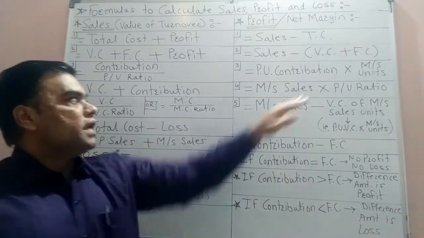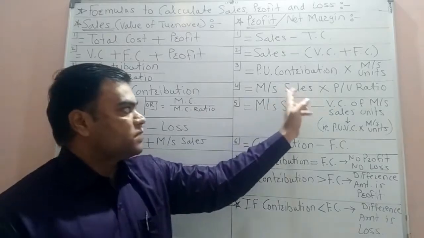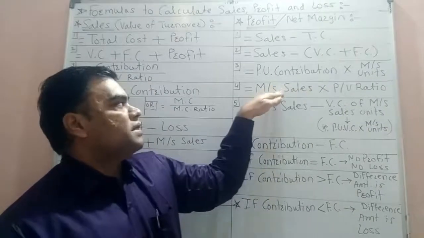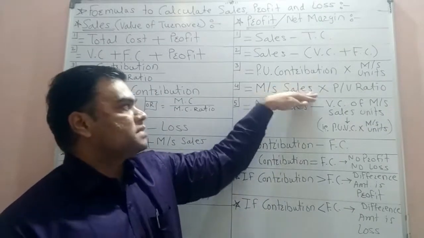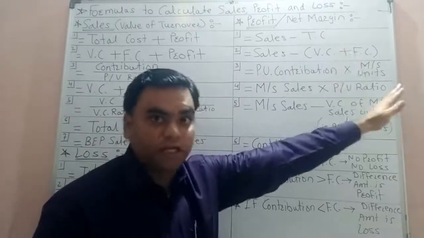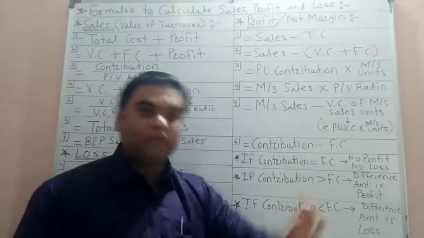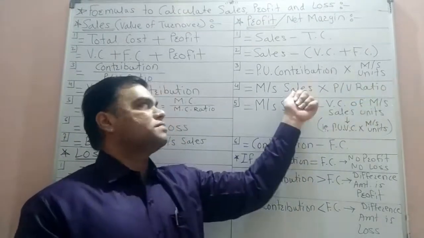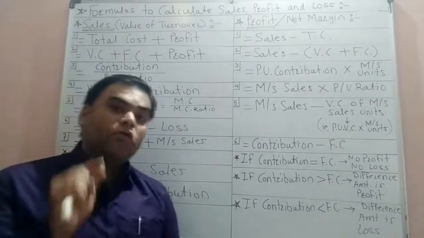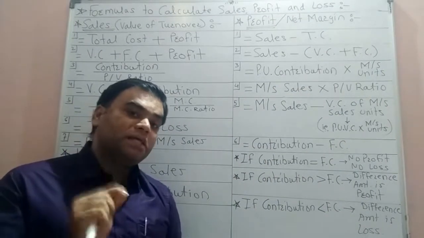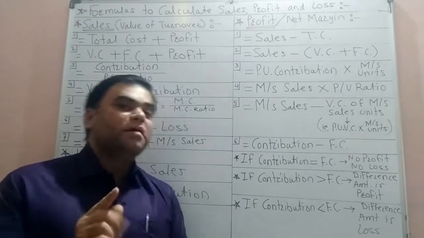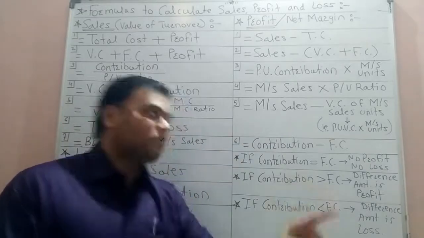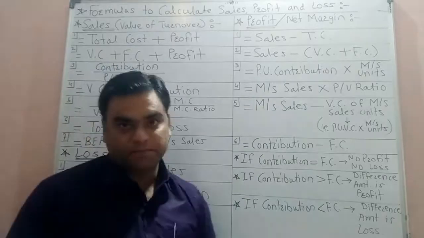As we know, margin of safety sales into PV ratio is equal to contribution at margin of safety sales level. And contribution at margin of safety sales level is known as profit, because at margin of safety sales level, contribution takes the form of profit. That's why this formula works.